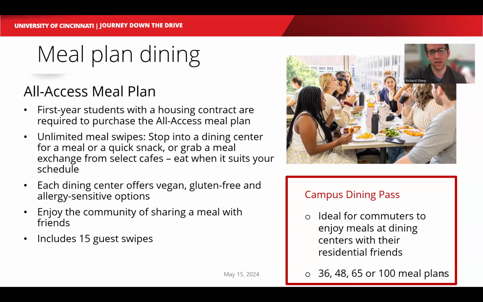In subsequent years, even if you don't live in university housing, you can still get a meal plan, but those options become available to you after your first year, and that's what you see here in the bottom right, where it says campus dining pass in this red box. You can buy blocks of meal plans, and they come in these different increments, anywhere from 36 to 100.